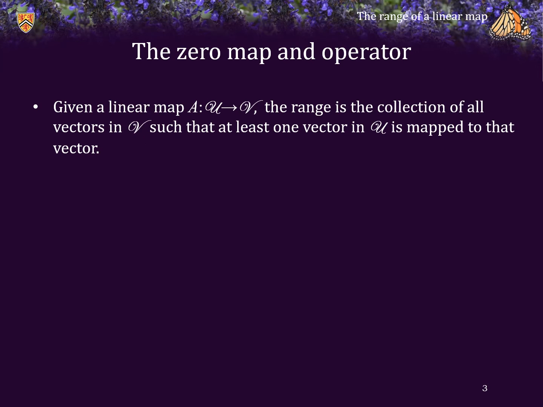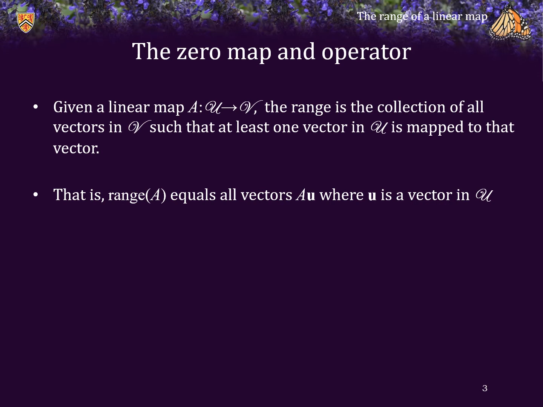Now, given a linear map mapping a vector space U onto a vector space V, the range is the collection of all vectors in the codomain such that at least one vector in the domain U is mapped onto that vector. Basically, the range of a linear operator A equals all vectors of the form A times u, or A applied to u, where u is allowed to be every vector in the domain U.